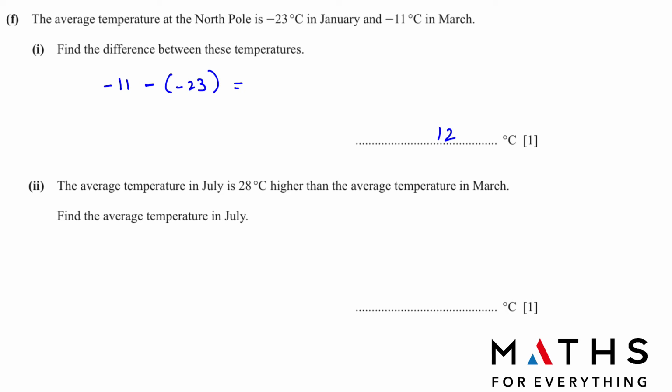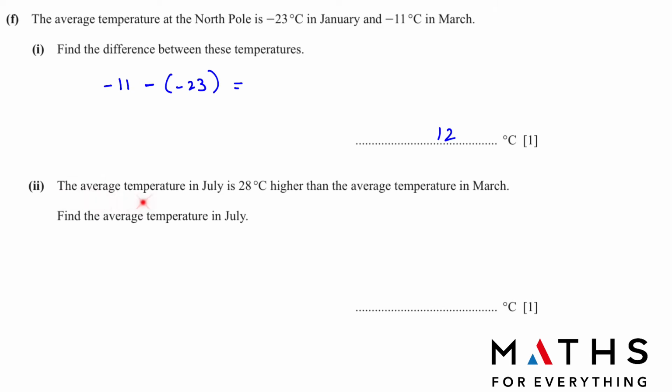Always remember that the negative number, even though if you see like this is 11 and this is 23, you may think 23 is big. No. The negative number, the smaller number is bigger. So negative 11 minus minus 23 will give us 12.